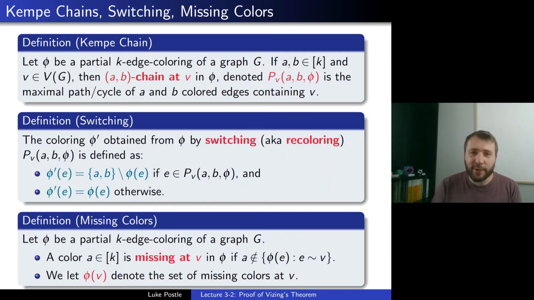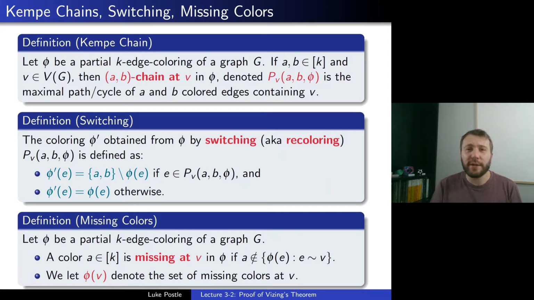And in a terrible abuse of notation, we let phi of v denote the set of colors that are missing at v. So we used these ideas last time to give an alternative proof of Koenig's theorem, very nice, and that's what we'll do today. We'll use these concepts to prove Vizing's theorem.